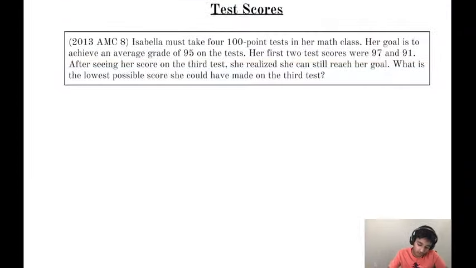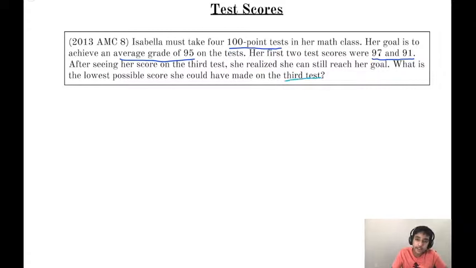Isabella must take 4 100-point tests in her math class, and her goal is to achieve an average grade of 95 points. If her first two scores are 97 and 91, after seeing her score on the third test, she realizes that she can still reach her goal of an average of 95. What is the lowest possible score she could have made on the third test?